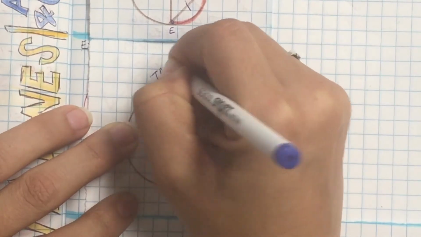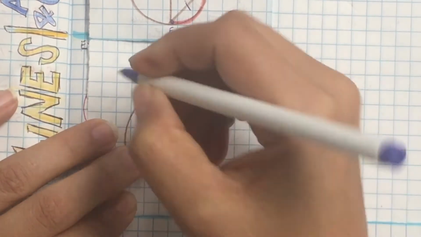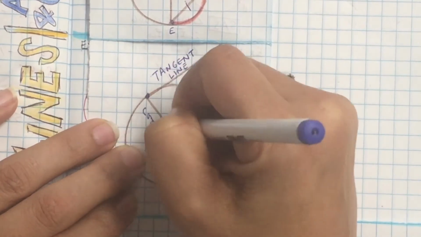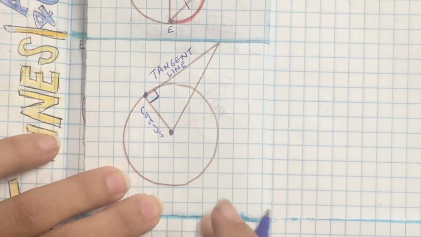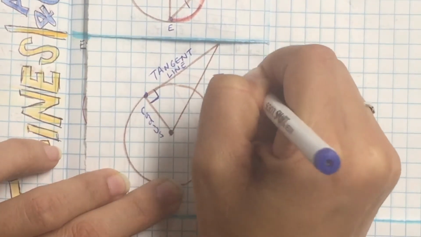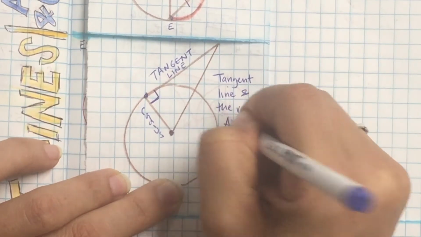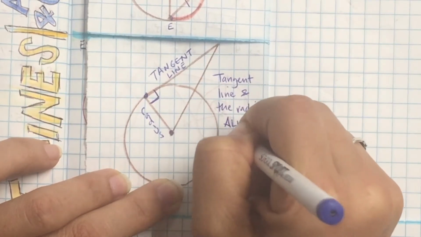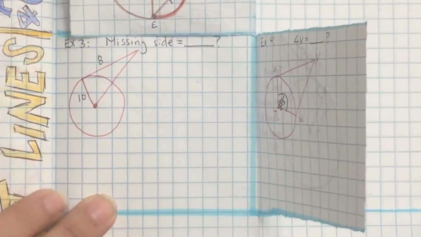All right, so if you have a tangent line, which remember is a line that just touches the circle once, and the radius, which again is from the center to any part of the circle, those two lines will always make 90 degrees, always. So a tangent line and the radius always meet at 90 degrees. They're perpendicular. This is a listening check. Color in tangent line and radius always meet at 90. All right, so let's take a look at two examples with that.